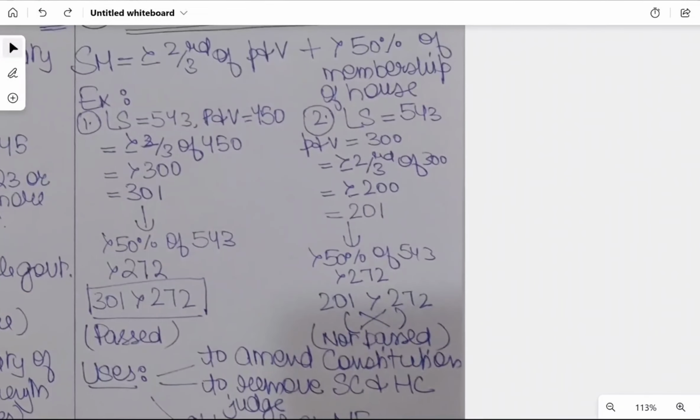And second example, Lok Sabha 543 members, PNV 300, 2/3 of the 300 will be equal to 200. And second condition, 50% of 543, greater than 272. 200 is not greater than 272, so majority not passed. In both the examples, we have seen that the second condition always provides us the exact figure, and the variability is always seen in the first one. So the presence of members is also very necessary to pass this kind of majority.